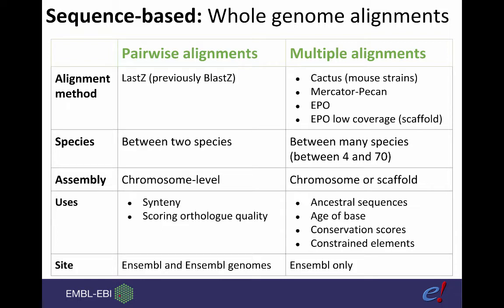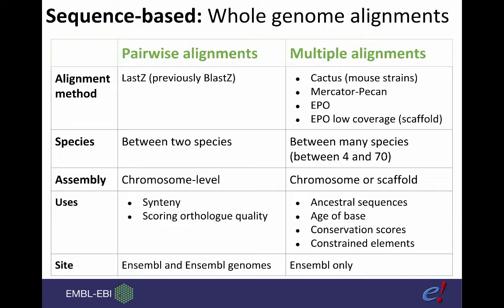Pairwise alignments are used for identifying regions of synteny, and we'll talk about this in the next few slides, and also useful for scoring ortholog quality, which is what we looked at in the previous presentation. Multiple alignments, on the other hand, are used for identifying ancestral sequences, the age of base, conservation scores, and constrained elements, so really important for identifying evolutionarily conserved regions.